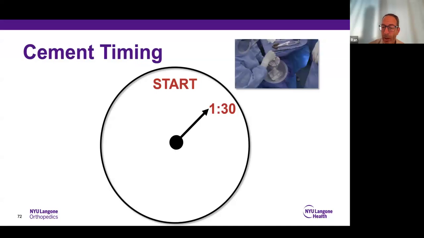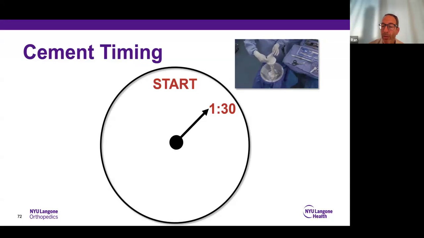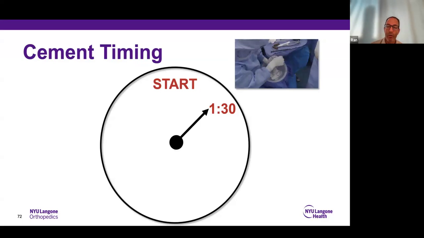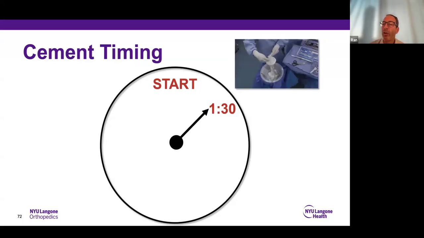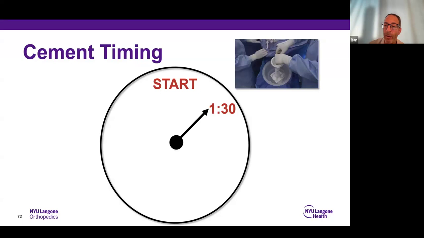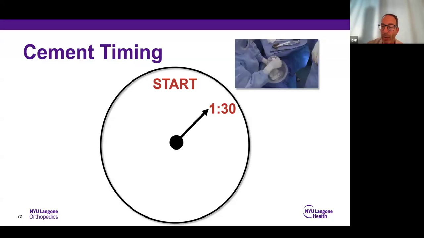So in the beginning you mix, and depending on the cement, it can be anywhere from half a minute to a minute and a half of mixing. Again, depending on the cement, so make sure you're aware of it. If you've never used this cement, I recommend the first time just have a packet and use it outside of the OR and do the procedure and see how fast everything goes.